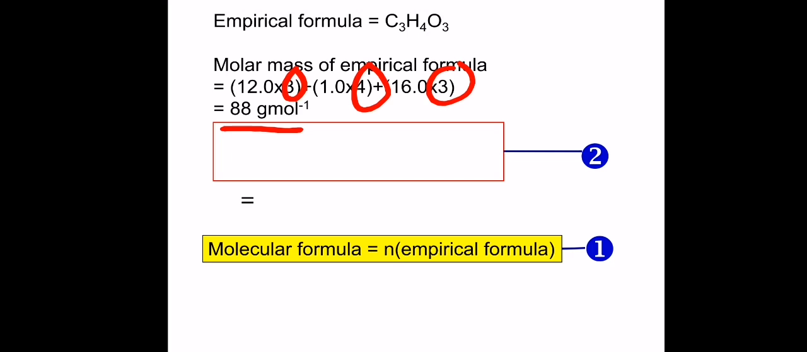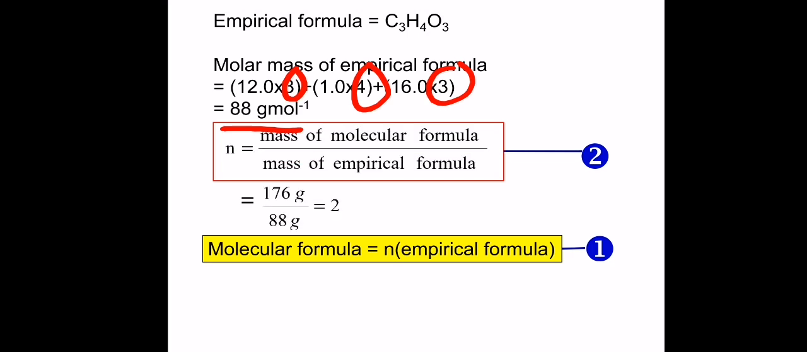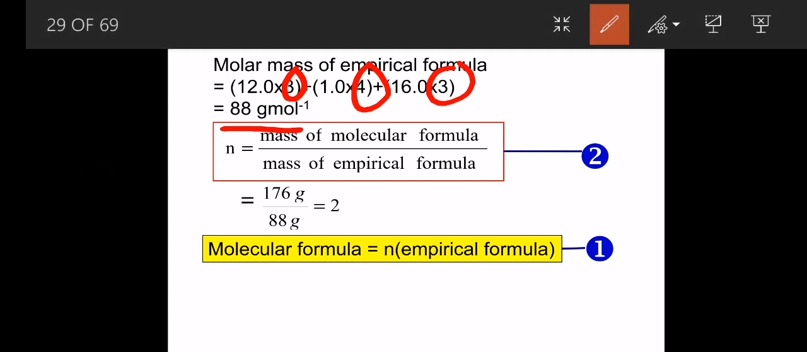Okay, and then by using this formula, N equal to mass of molecular formula divided by mass of empirical formula. So given 176 gram, just divide it by 88 gram, the molar mass of the empirical formula, right? So you will get N equal to 2.